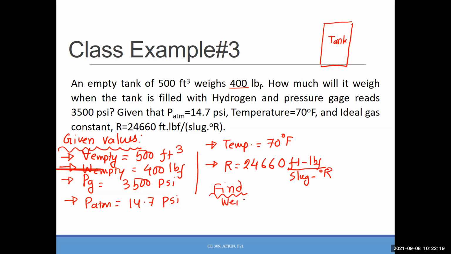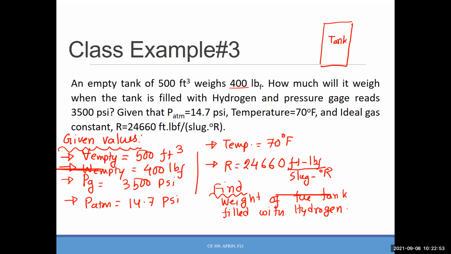The weight of the tank filled with what? Hydrogen. Okay. So what we will do, at first we will find the weight of the hydrogen, and then if we add with the empty tank, that's the total weight, right? So that's what we will do. Now, there are some given values here and one unknown.